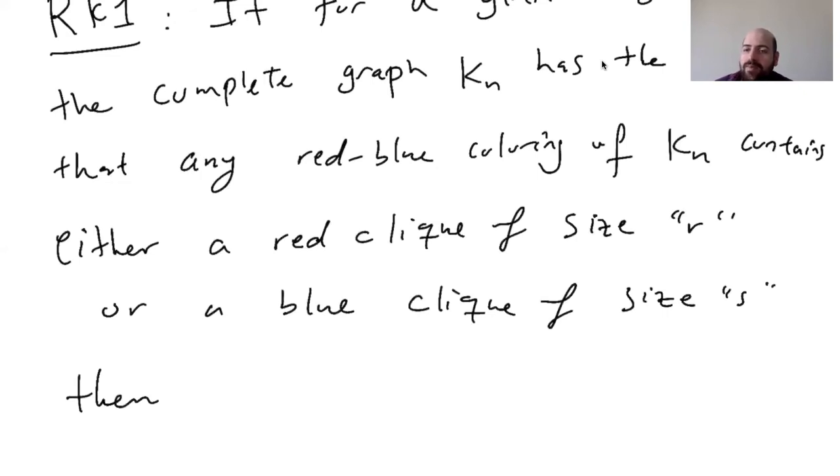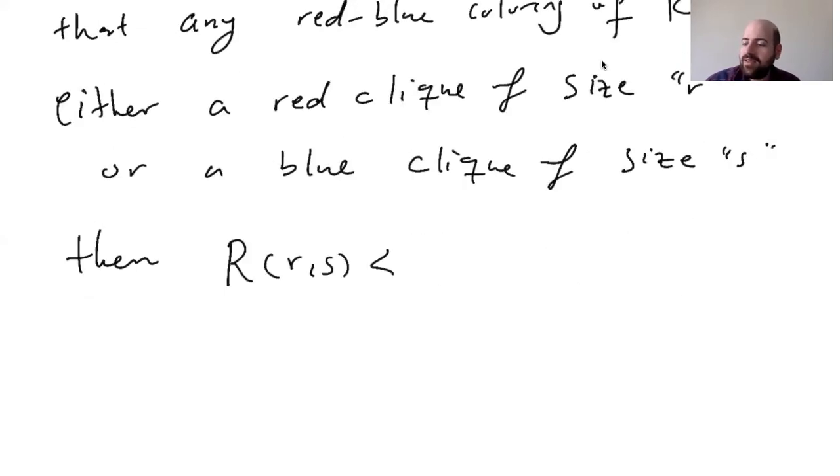Well, if I want to compare capital R of R and S with this n, my assumption is that I have a value of n such that any red-blue coloring of Kn has either a red clique of size R or blue clique of size S. Now, capital R of R and S is defined to be the smallest integer n that has this property. So if I have some Kn that has this property, that means that capital R of R and S has to be less than or equal to this value of n. Because capital R of R and S is defined to be the smallest value of n that has this property, and my assumption is that I have some Kn that has this property. So that means capital R of R and S is less than or equal to n.